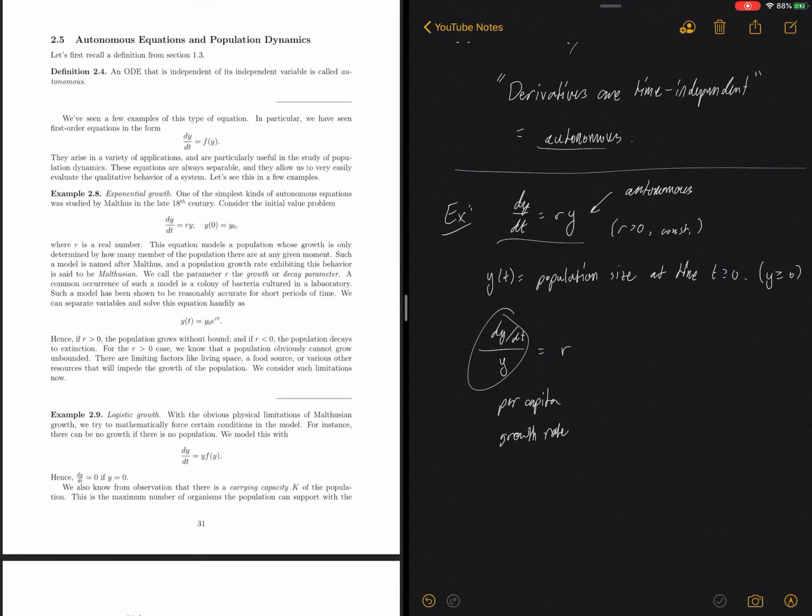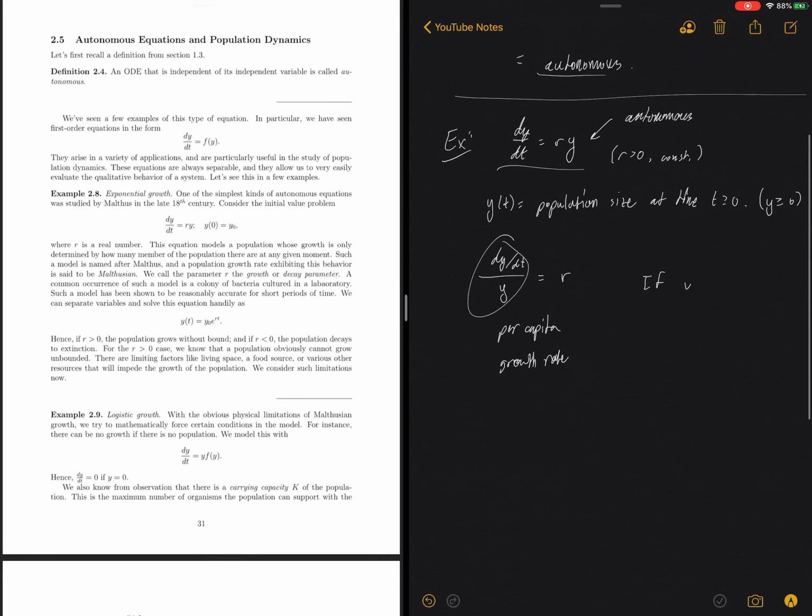And if anybody speaks Italian, you can tell me that this means per head, so per capita growth rate. And this law that we're imposing asks what happens when this per capita growth rate is a constant. Well, we know how to solve this, and specifically, if we say that y at 0 is some size y naught, then we can go ahead and solve this guy very, very quickly.